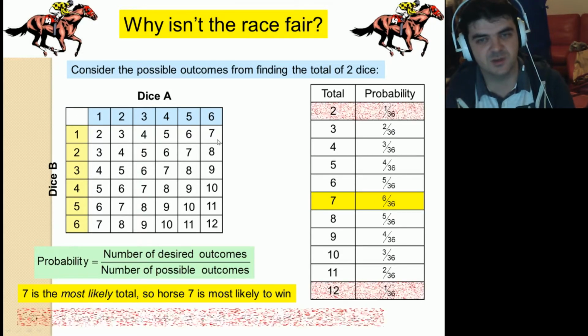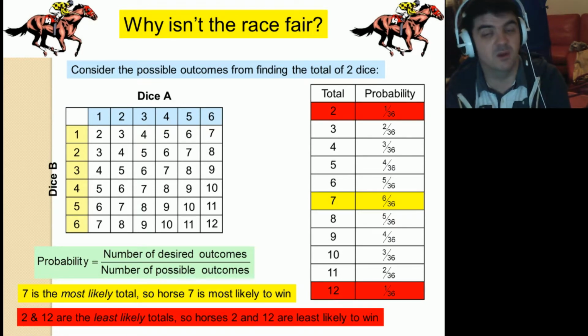The least likely horses to win are 2 and 12, because they've got a probability of 1 out of 36 each time.